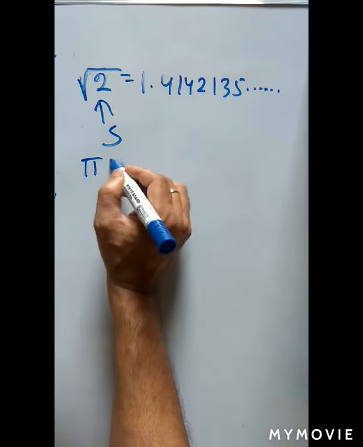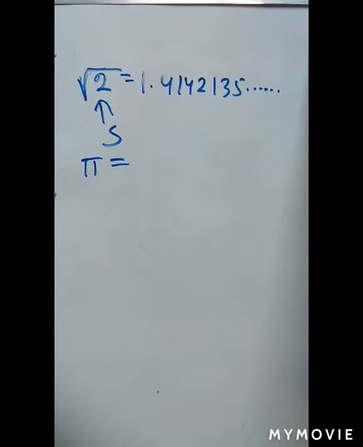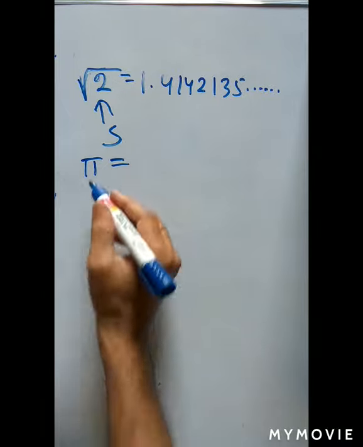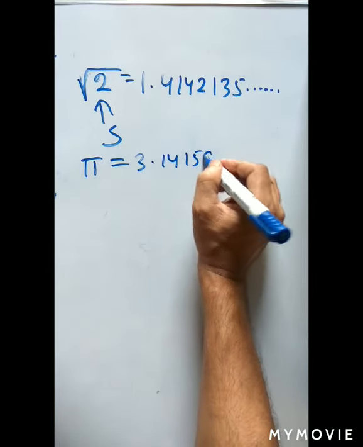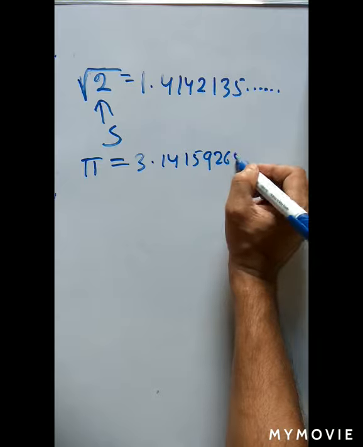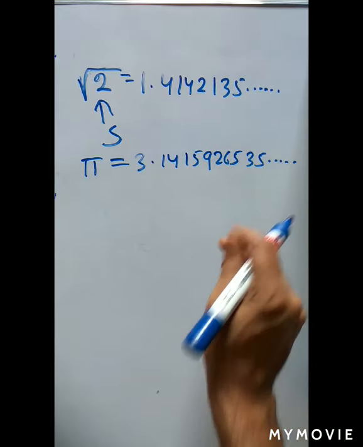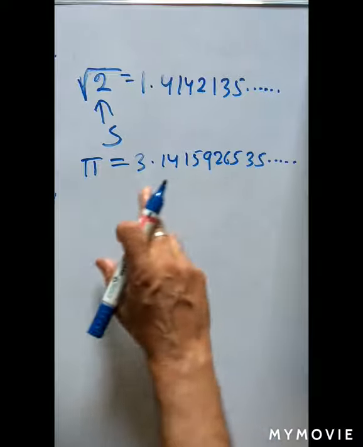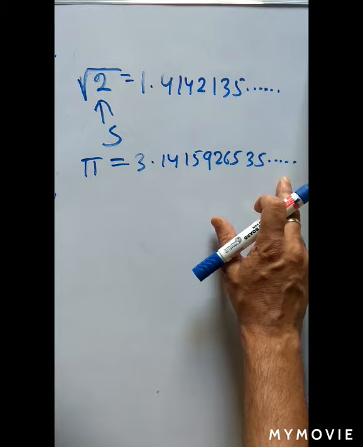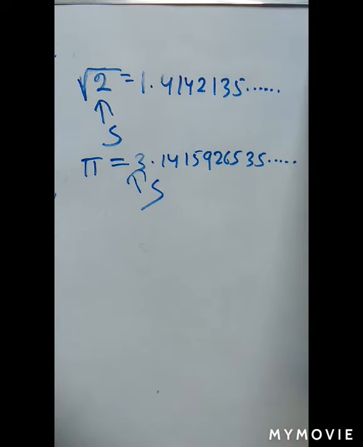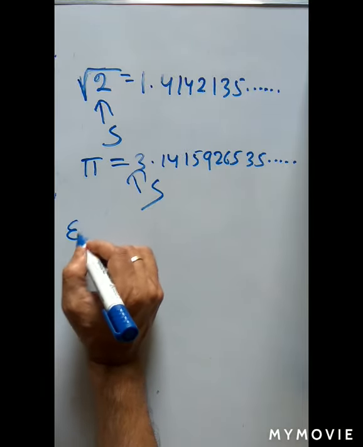Another example, if you take pi, in the circle, what is the circumference? 2 pi r. What is the area of a circle? Pi r square. So that pi, if we calculate, will be 3.141592635, and it will continue like this. So this pi is a non-terminating, non-recurring type number. So this is also called which number? Irrational number.